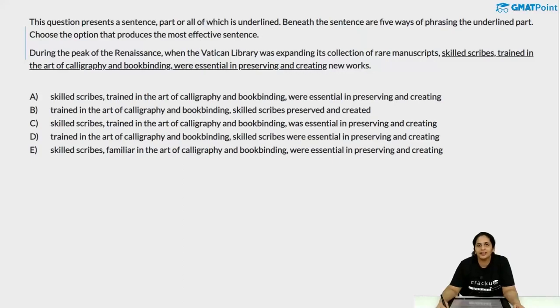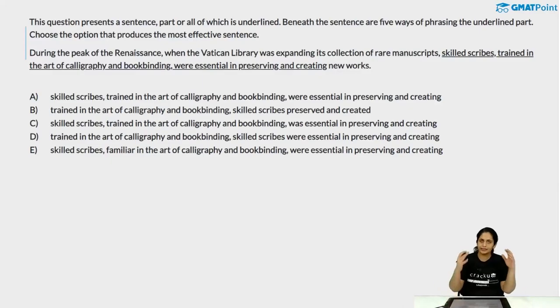In this particular sentence correction question, we are asked to find the correct form of the underlined sentence. So let's take a look at the sentence. During the peak of Renaissance, when the Vatican Library was expanding its collection of rare manuscripts, skilled scribes trained in the art of calligraphy and bookbinding were essential in preserving and creating new works.